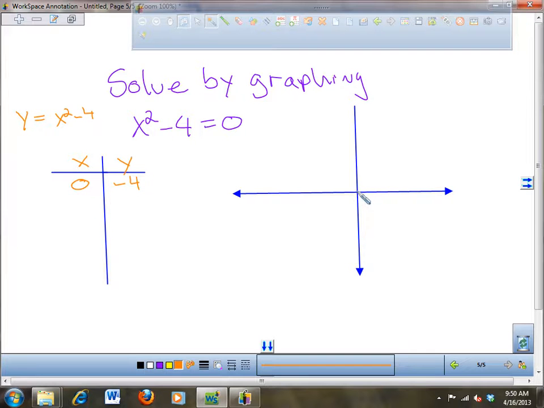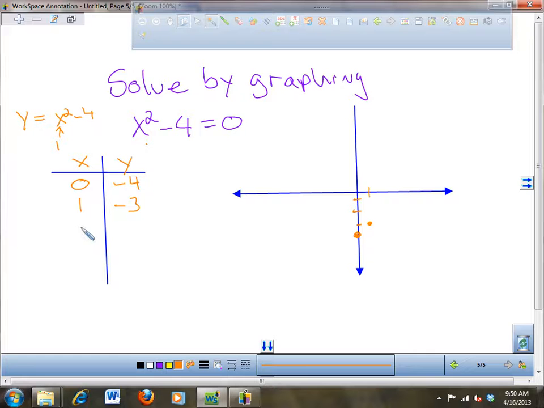So now I'm going to plug in another number. We have a point on here, 0 down 4. 1, 2, 3, 4. So there's 0 down 4. And then I'm going to go to the right one place. When I plug in 1 in here, what do I get out? Negative 3. Does everyone see where that negative 3 comes from? 1 squared minus 4 gives you negative 3. So I have another point on here, 1 down 3, which would be right there.